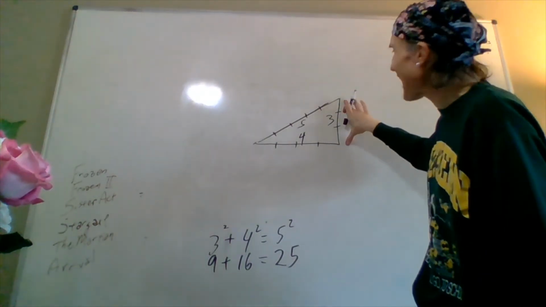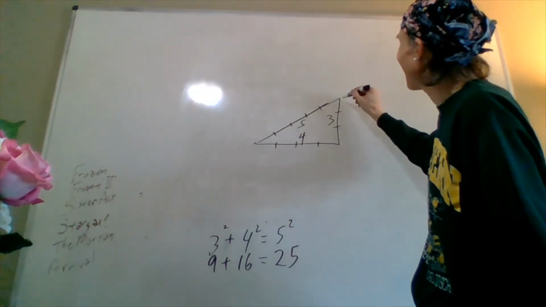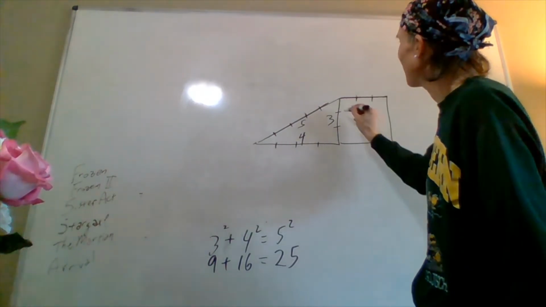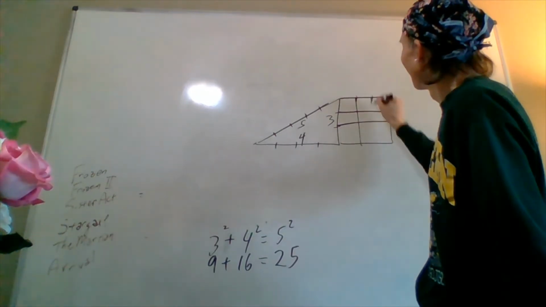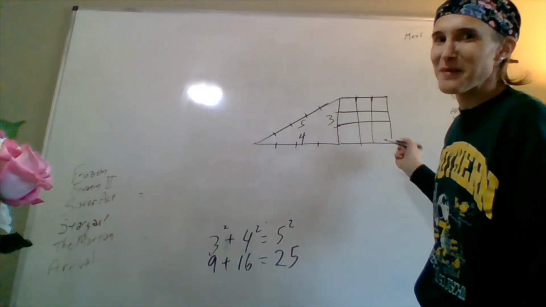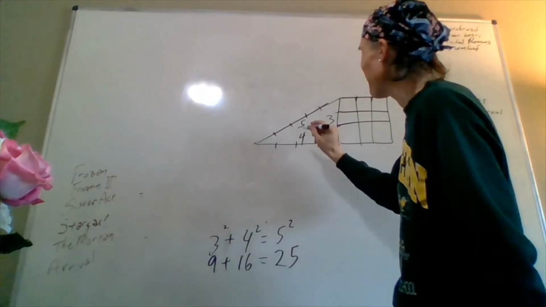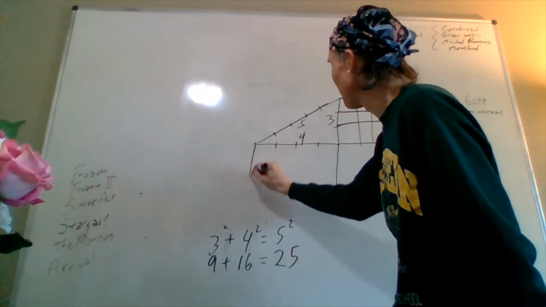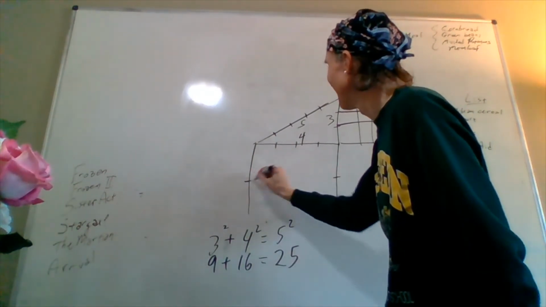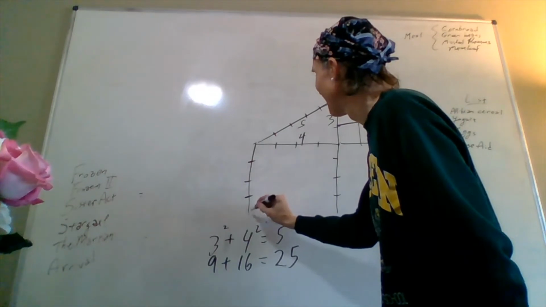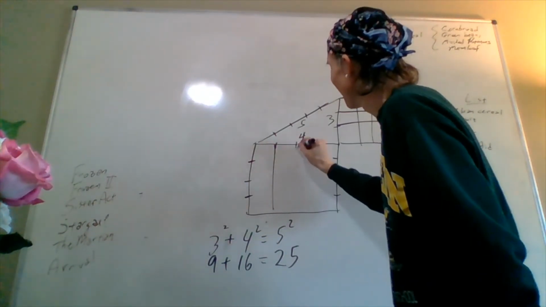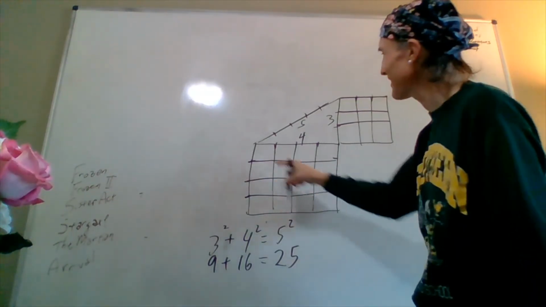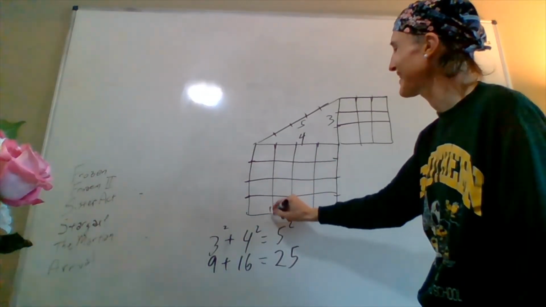Well, if I take that segment and square it, then I would have a square of the same size. And I would literally have 9 squares. Those are supposed to all be the same size. If I square 4, then I would have 16 squares, all the same size. 1, 2, 3, 4 times 4, 16 of these.